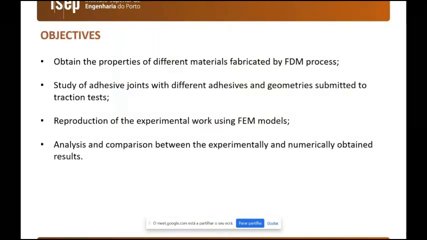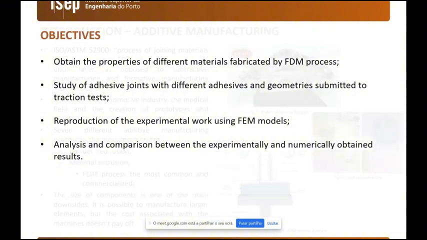The main objective of this work is to experimentally and numerically analyze adhesive joints between polymeric 3D printed adherends. With that goal, we will first estimate the properties of different materials. We are going to test three different adherends, also study the adhesive joints, and then evaluate the geometrical and material effects on the strength of this bonded joint.